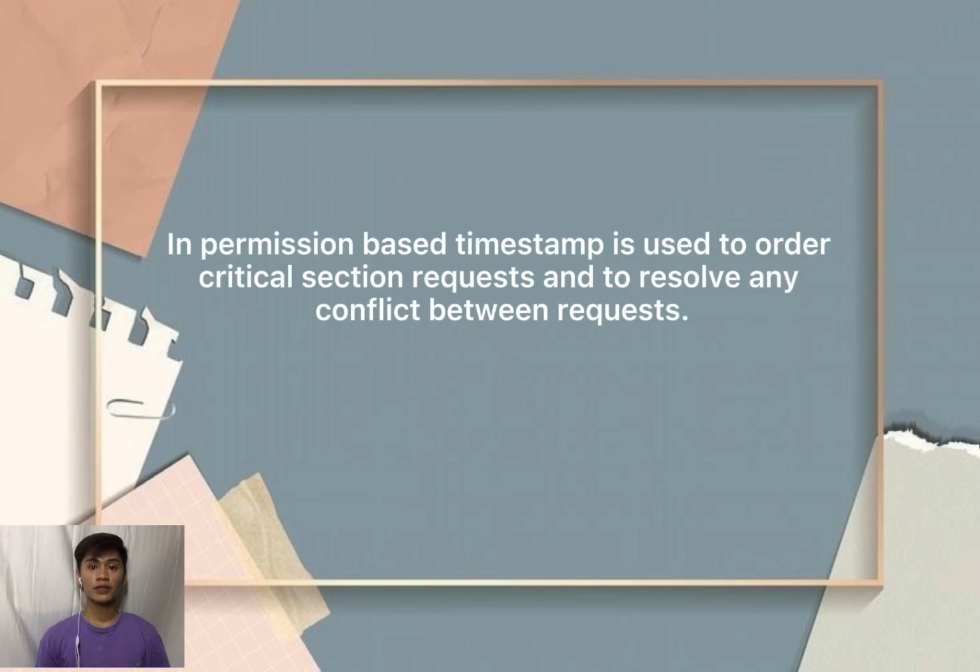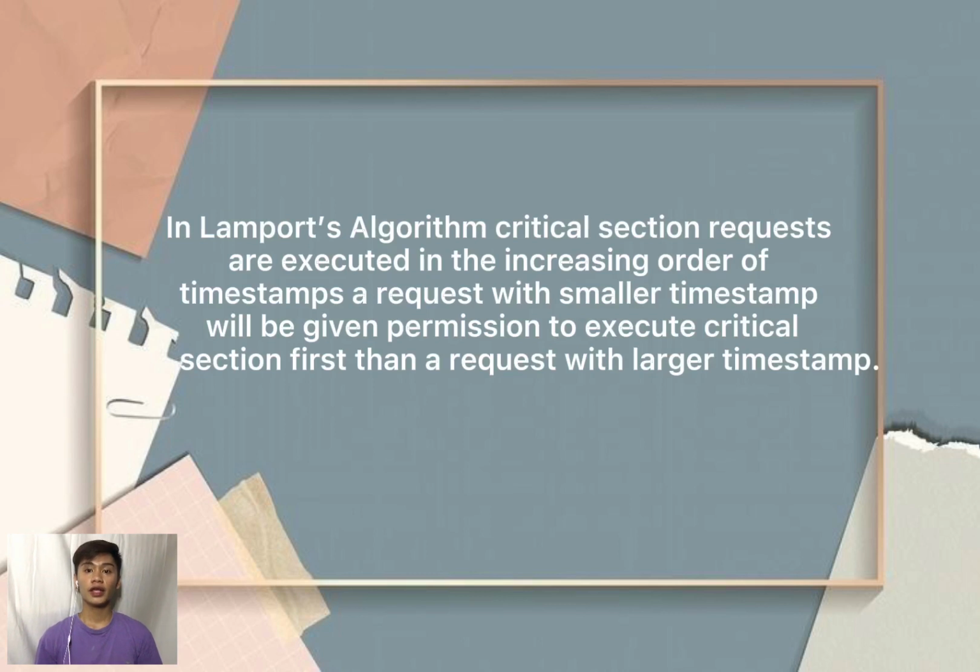In permission-based algorithms, timestamps are used to order critical section requests and to resolve any conflict between requests. In Lamport's algorithm, critical section requests are executed in the increasing order of timestamp. A request with a smaller timestamp will be given permission to execute the critical section first, before a request with a larger timestamp.